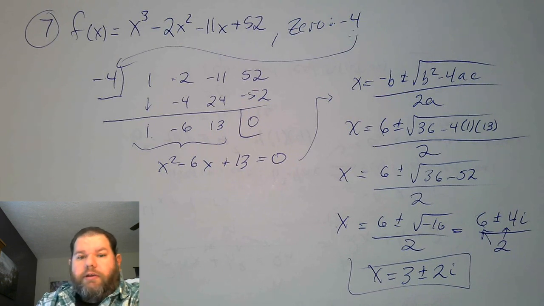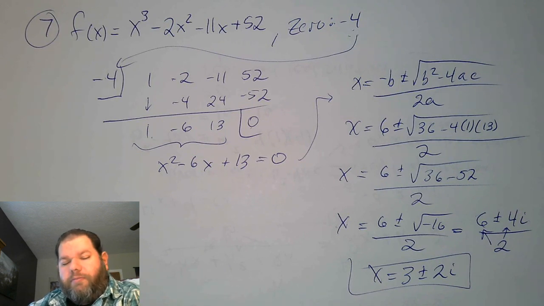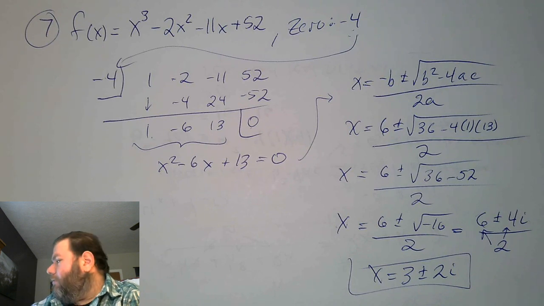You'll notice on the review, it lists them separately. One is 3 plus 2i and the other is 3 minus 2i, but I think everyone's okay with that adjustment.